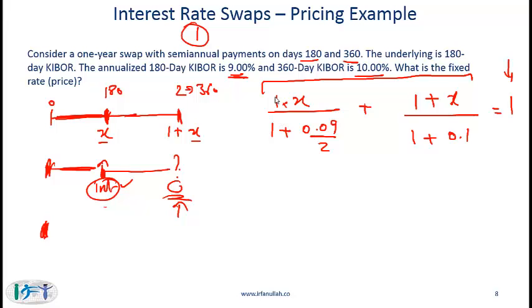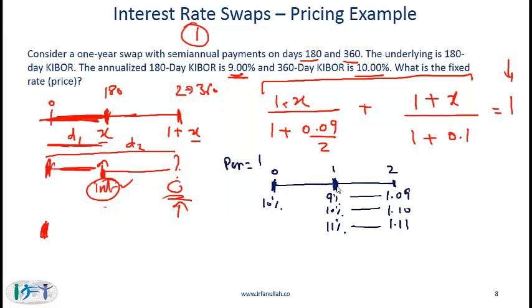So I want you to come up with the discount factors. I'll use a terminology that is slightly different from the curriculum, and I'll tell you why. Let's say that D1 refers to the first discount factor for a payment received at the end of 180 days, and D2 refers to the discount factor for the second payment. So come up with the discount factors and then solve for X. X will tell you that fixed rate for a 6-month period, and then you annualize it by multiplying by 2. So I want you to do that.